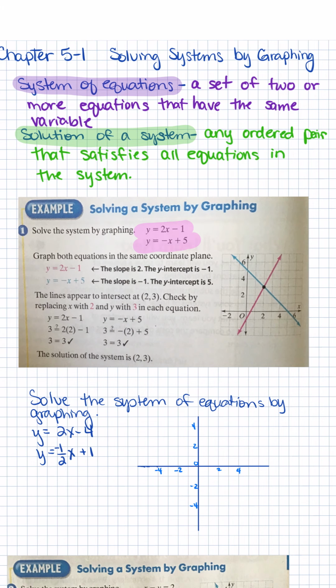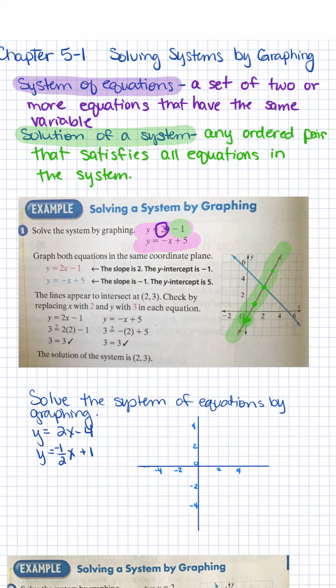For this first one, this is the y-intercept, it crosses at negative 1, so that's where our point should be, right here at negative 1. And then we know the slope is 2, so rise over run, up 2 over 1. That's how they got this arrow right here.